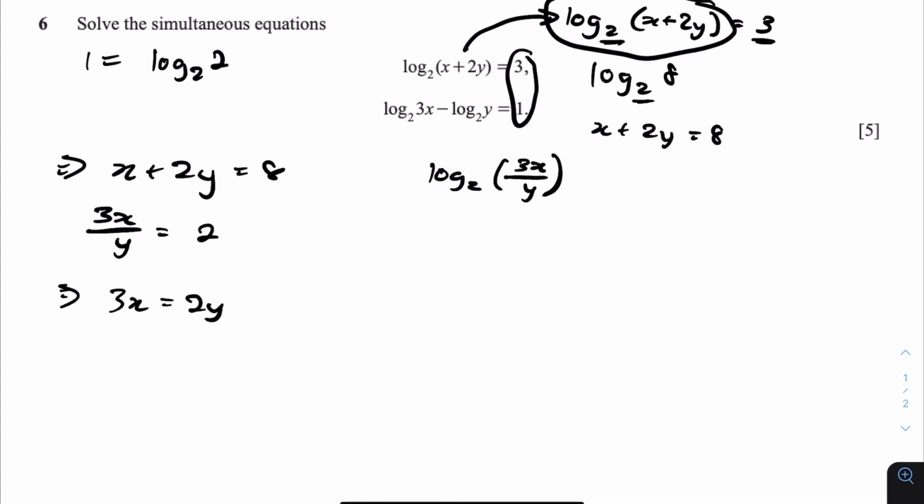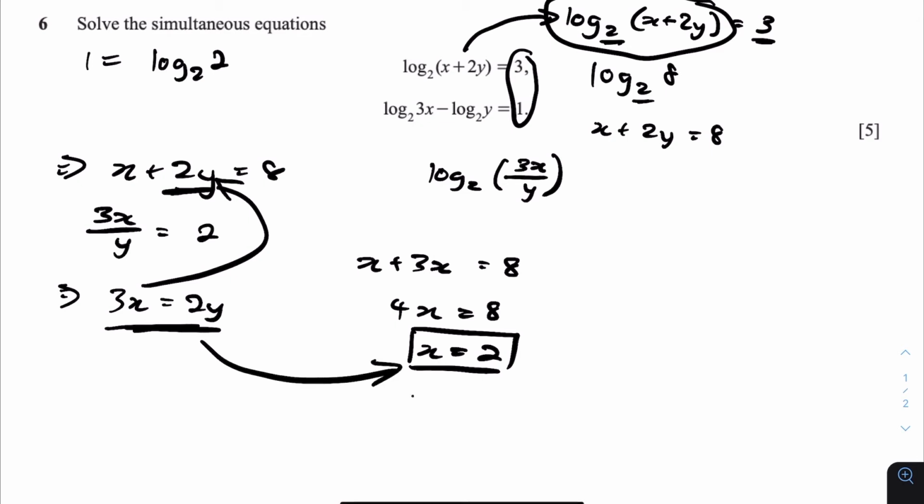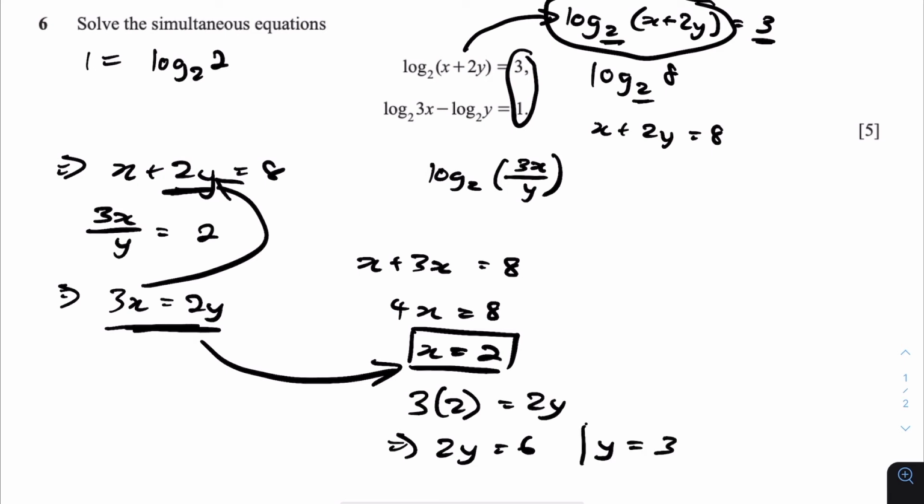Now, this is very, very easy. We've just gotten 3x equals 2y, and we have 2y over here, so we can just substitute 3x into here to solve for x, which means that x plus 3x is equal to 8, 4x equals 8, and x is equal to 2. Now we can solve for y very, very easily. So, using this equation over here, 3 times 2 is equal to 2y. So, 2y is equal to 6, and y is equal to 3.